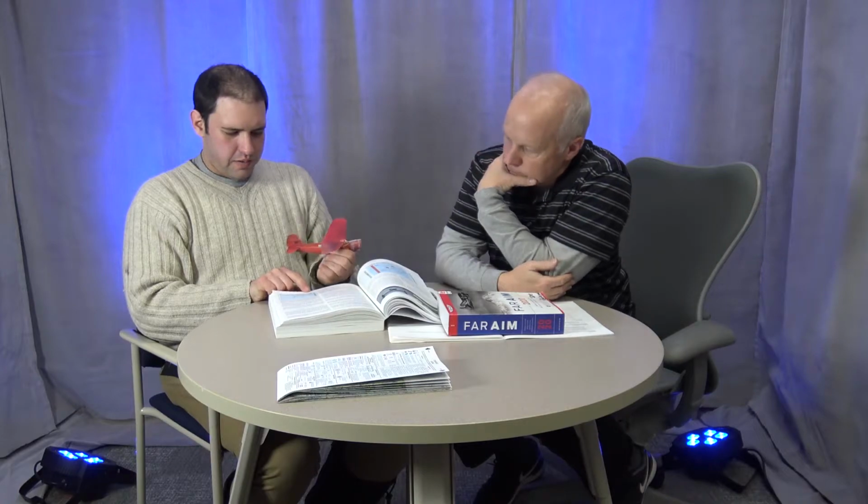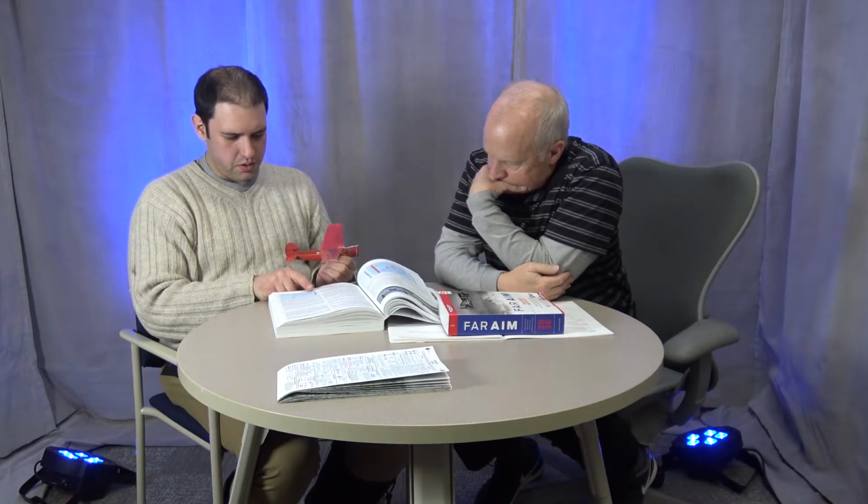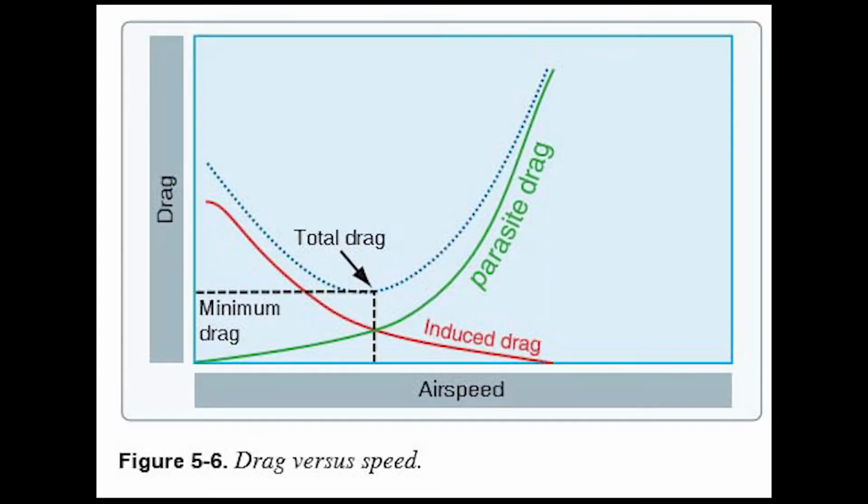And on here in figure 5-6, you will see that as the speed increases, the induced drag decreases because your angle of attack decreases. It's getting flatter. So the more speed you have, the less angle you need to create the amount of lift that it takes to keep the airplane airborne, and the induced drag decreases. So you might think, well, isn't it more efficient to fly fast then?